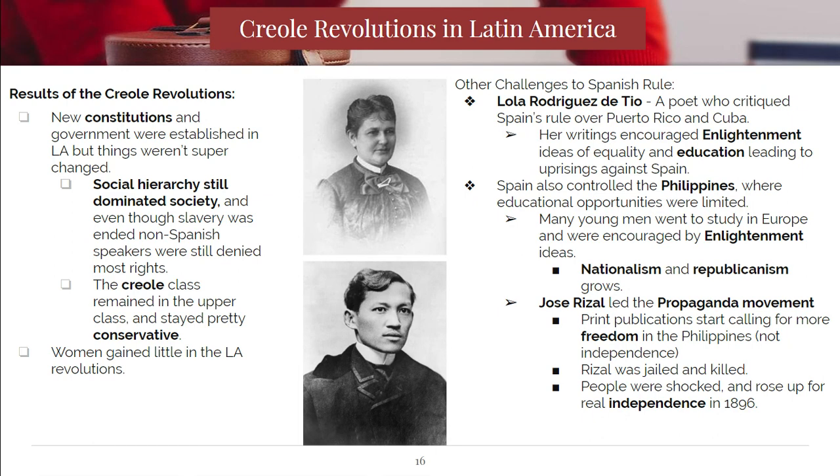This sort of comes to a head when Jose Rizal starts what he calls the propaganda movement. He starts printing documents, not necessarily saying that the Philippines should be independent, but instead that there should be changes. And in response, the Spanish authorities put Jose Rizal in jail and kill him. This is shocking to the Filipino population, and they rise up and start fighting for real independence in 1896.